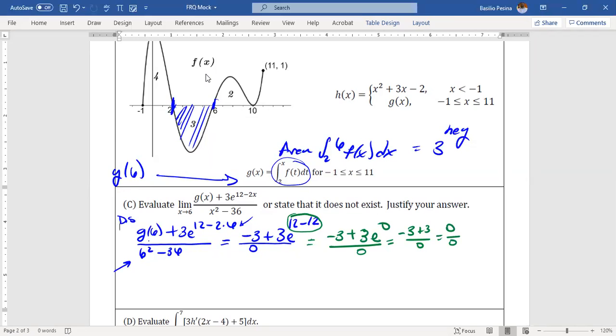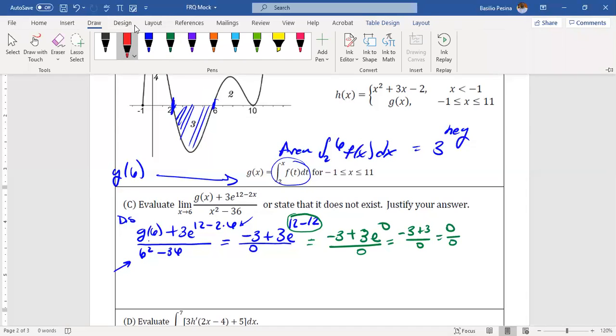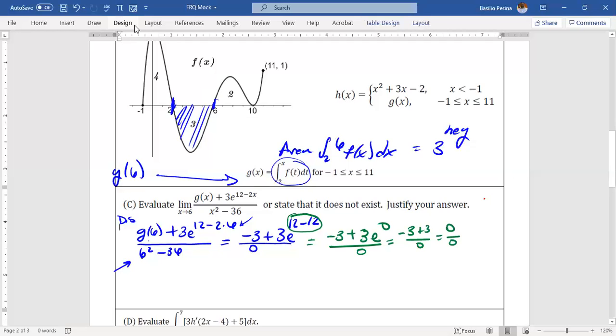What can we do? Something really cool that we can do. You remember L'Hopital's rule or L'Hospital's rule? What's that e to the 0? The e to the 0, remember, is a number. A number to the 0 is just 1. So e to the 0 is just 1 because 12 minus 12 gave me 0. Does that make sense? Okay. Yeah. So then I got this right here. So it tells me, hey, you can do L'Hopital's rule.